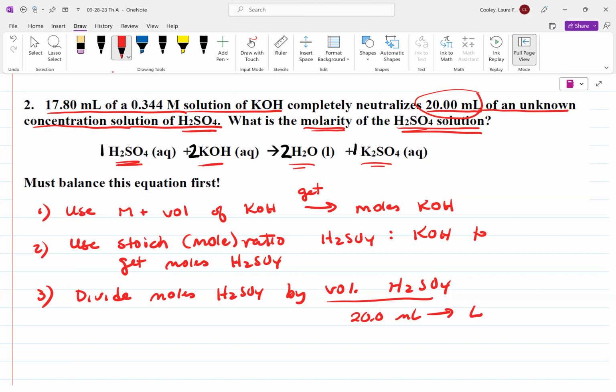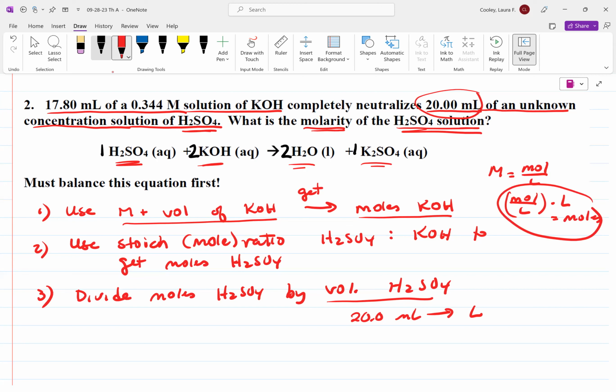Okay, use the molarity and the volume of the KOH to get the moles of KOH. How do you do that? Remember, molarity is moles per liter. So you take moles per liter multiplied by liters, and that gives you moles. Think about it. Give you a chance to think about it. I'll come around. If you have a question, ask. What do you need?